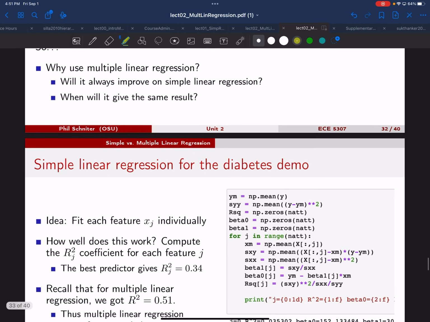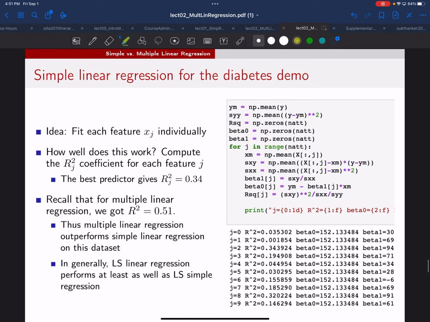Okay, so let's do a little experiment with our diabetes demo. We're going to have a for loop here, and in this for loop, we're going to do simple linear regression for each of our features individually, and we spit out the results. So this is for our first feature. This is the R squared. This is the intercept beta 0, and then this is the slope coefficient.